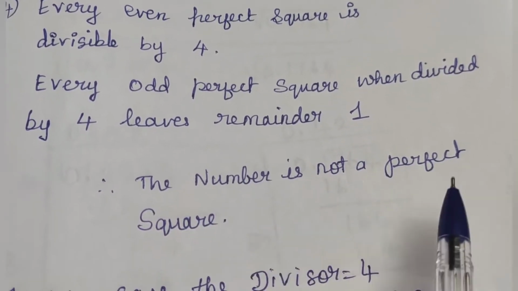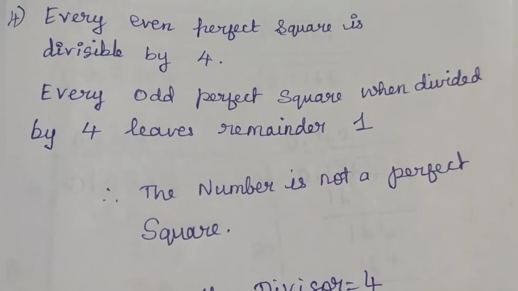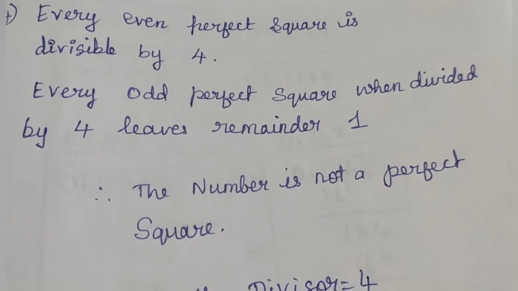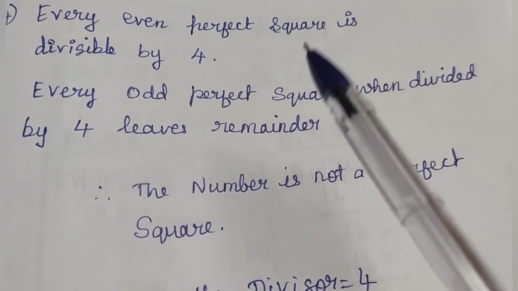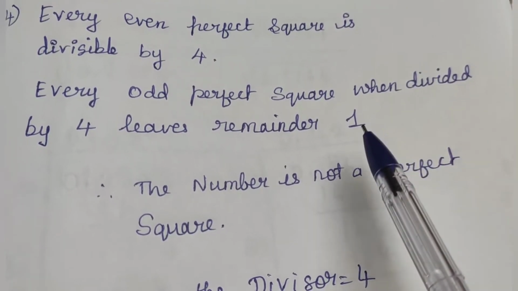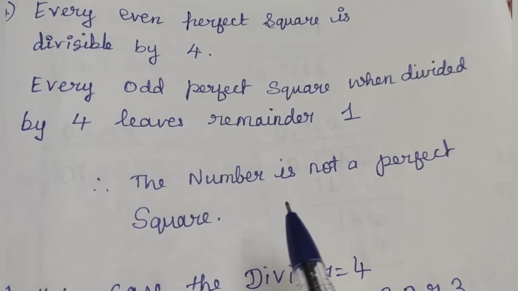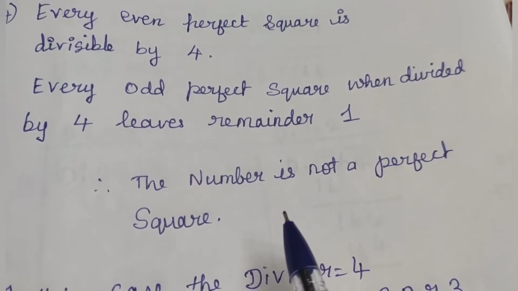The number is not a perfect square. From this, because they say the remainder is 2 or 3. If it is an even perfect square, it is divisible by 4. If it is an odd perfect square, definitely the remainder would have been 1. But here the remainder is 2 or 3. Therefore, the number is definitely not a perfect square.